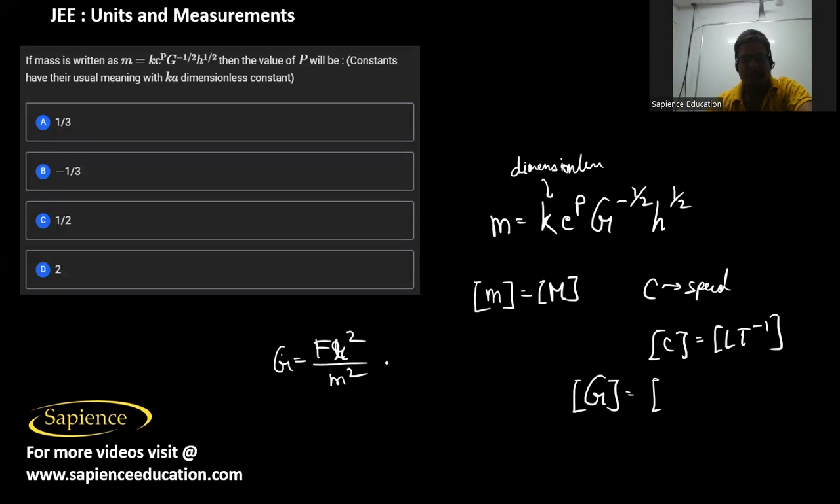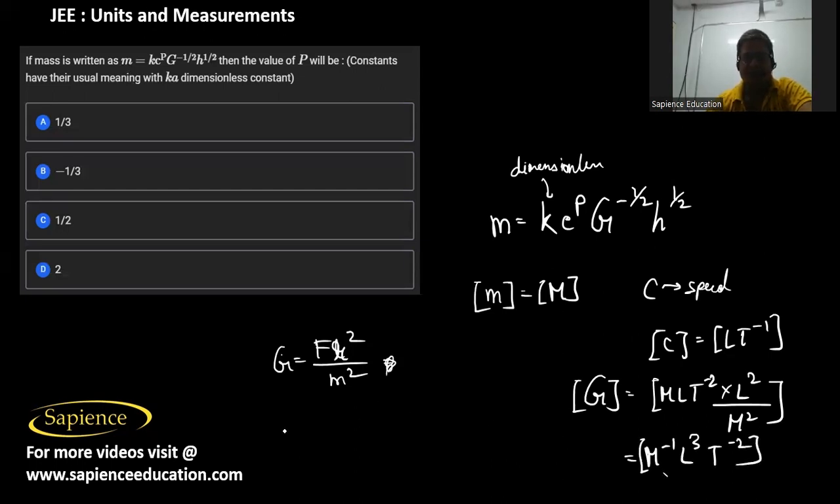So therefore the dimensional formula for G is equal to M L T power minus 2 into L square by M square. So that is equal to M power minus 1 L power 3 T power minus 2. And the dimensional formula for Planck's constant h: as you know, lambda equals h by p, so h is equal to p times lambda, momentum into the wavelength.